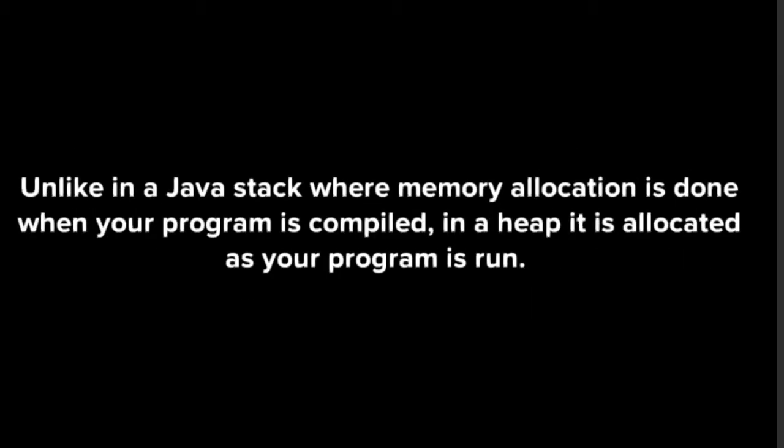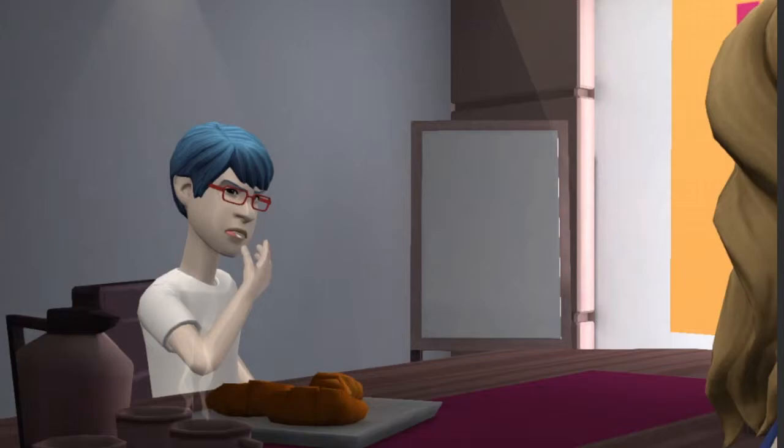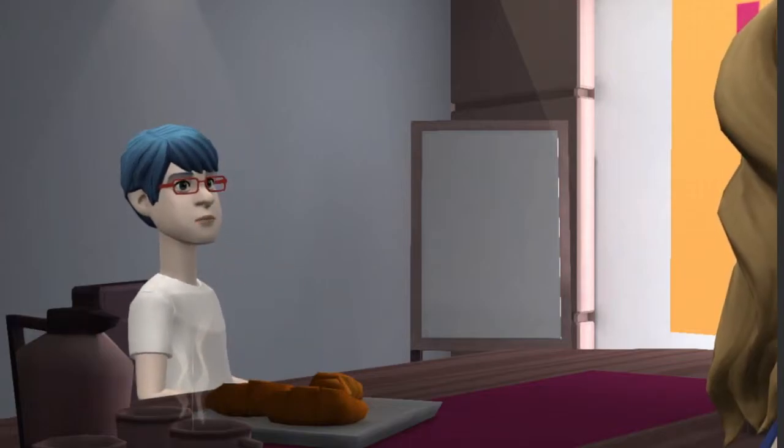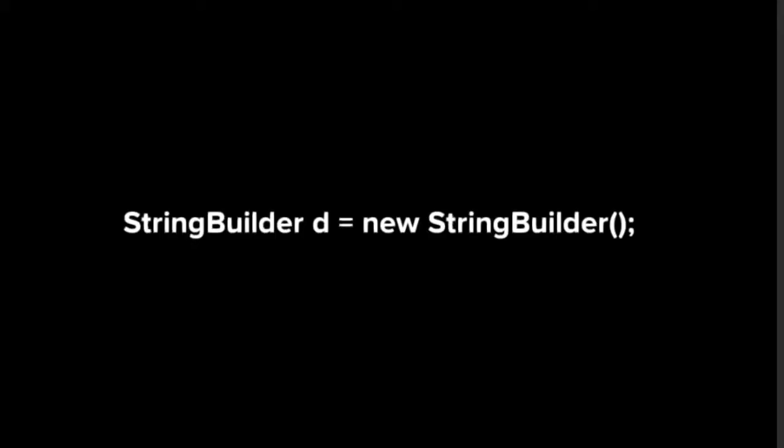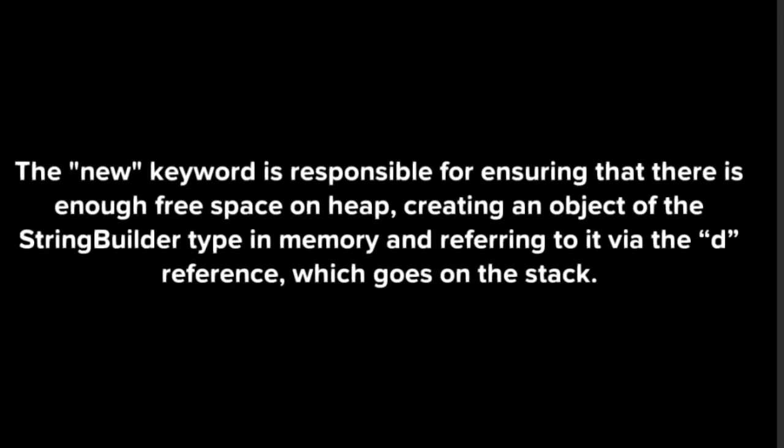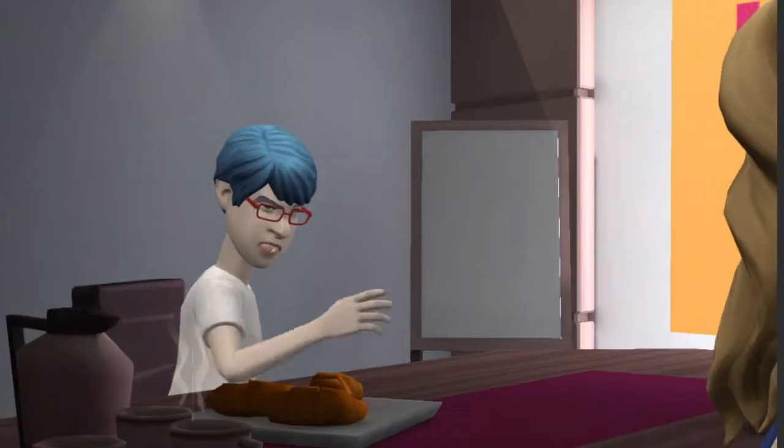Unlike in a Java stack, where memory allocation is done when your program is compiled, in a heap it is allocated as your program is run. For example, let's analyze what happens in the following line of code. StringBuilder d equals new StringBuilder. The new keyword is responsible for ensuring that there is enough free space on a heap, creating an object of the StringBuilder type in memory, and referring to it via the d reference, which goes on the stack. This is how it would look like.